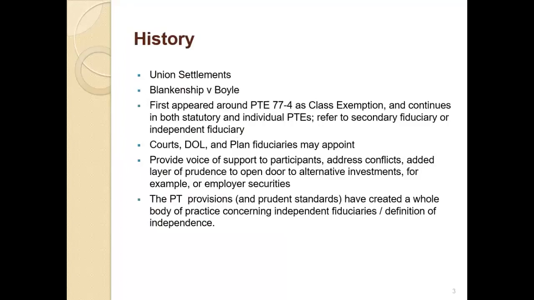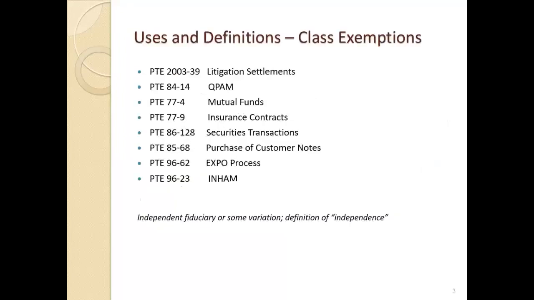And the same thing after 77-4: there was 79-1 and some others that came along where independent fiduciaries were required to make judgments and maybe annual written reauthorizations, things like this. So this is where the concept really began, and it continued on through the years, in in-house asset managers and QPAMs and so on. They really got built into the system, and that's sort of the history of where they came from.